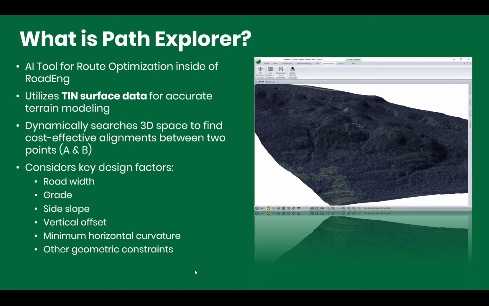So let's start by taking a look at Path Explorer and understanding a little bit more about what it does. Path Explorer is located inside the terrain module of RoadEng, and it is our AI tool for route optimization. It considers two points, point A and point B, and dynamically searches that 3D space to find cost-effective alignments between them.